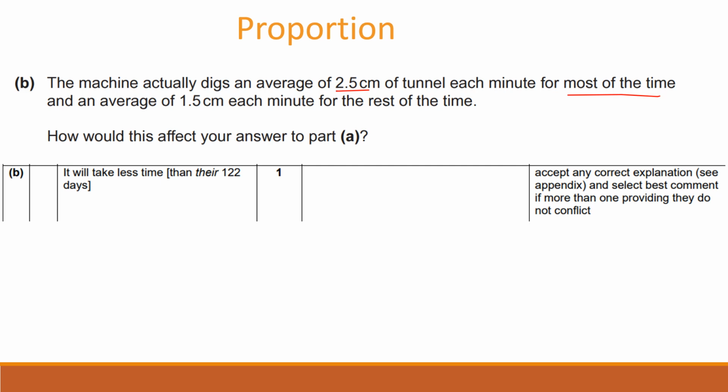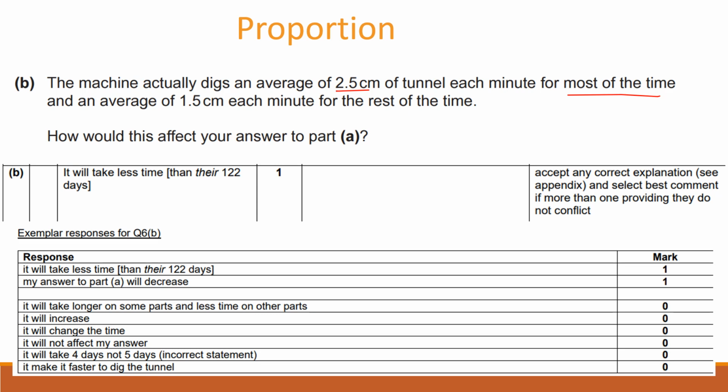Any correct explanation is accepted. It says see the appendix, so I'm just going to show you what the appendix says. There are 2 methods that they give in the appendix for giving you more. So it will take less time than their 122 days, or my answer to part A will decrease. Either of those answers are acceptable. The ones down the bottom will not give you a mark.